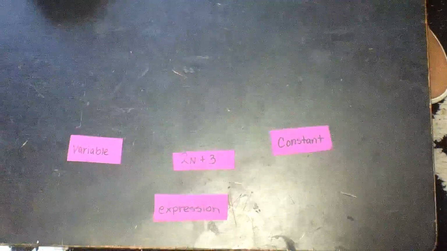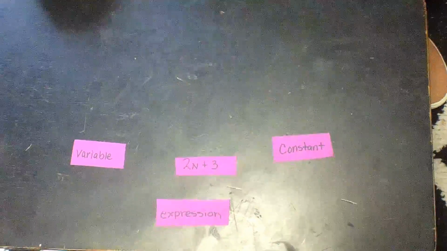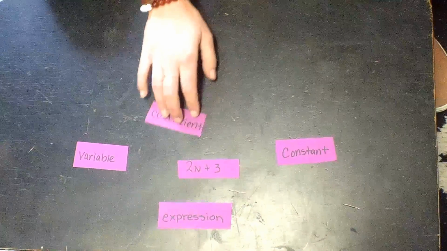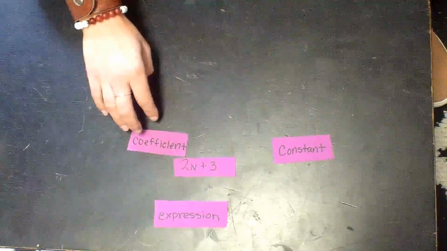How does this one look different, Mr. Morgan? Well, I noticed that there's a 2 in front of that n there. So what would that 2 be called? All right, so that's another word we're looking at. This is called a coefficient. That 2 is what we call a coefficient.